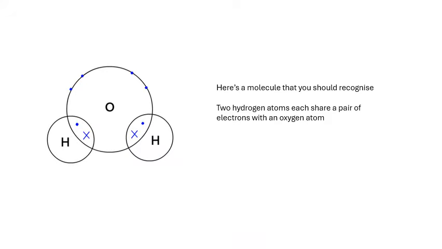Now, here's a molecule that hopefully you recognize, 2 hydrogens and an oxygen. And we have the hydrogens sharing a pair of electrons with the oxygen. We've also got what we call lone pairs. Well, they'll be important later on in the next video, but not worried about them at the moment. So 2 hydrogen atoms each share a pair of electrons with an oxygen atom.